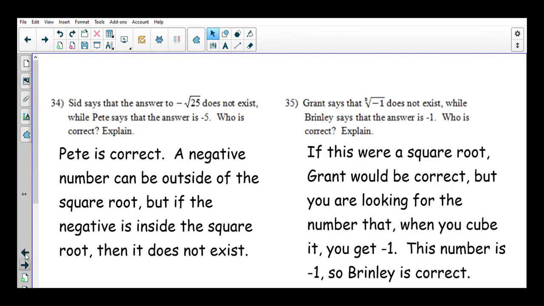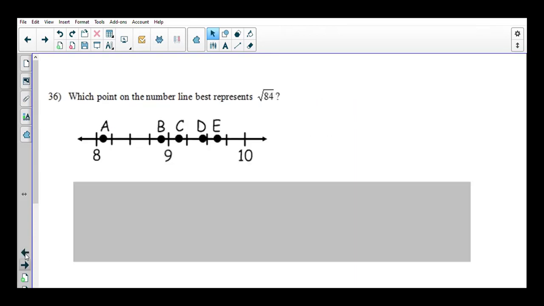Finally, number 36, which point on the number line best represents the square root of 84? What do you think? So 84 is not a perfect square, but it is between 81, which is a perfect square, and 100. The square root of 81 is 9. The square root of 100 is 10. So I know this is between 9 and 10.